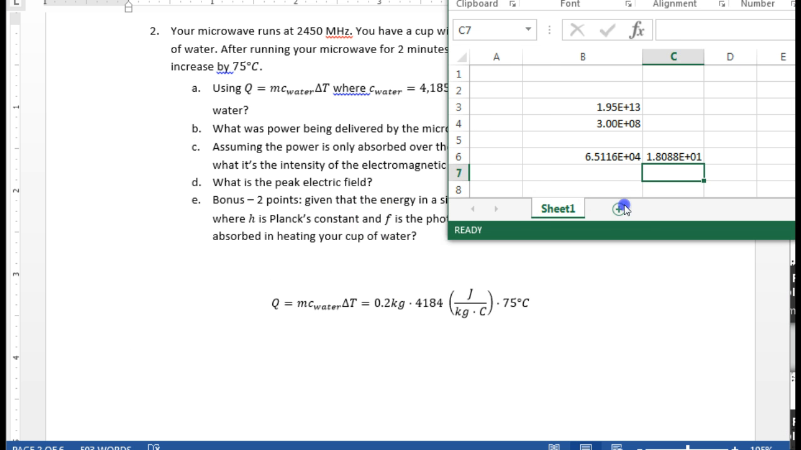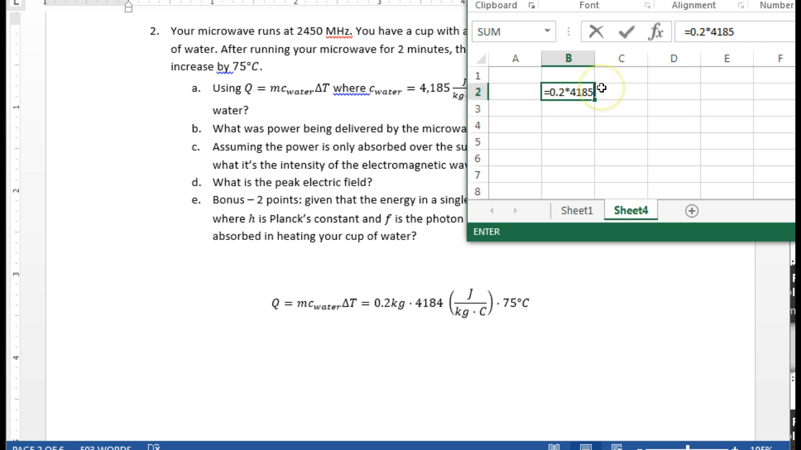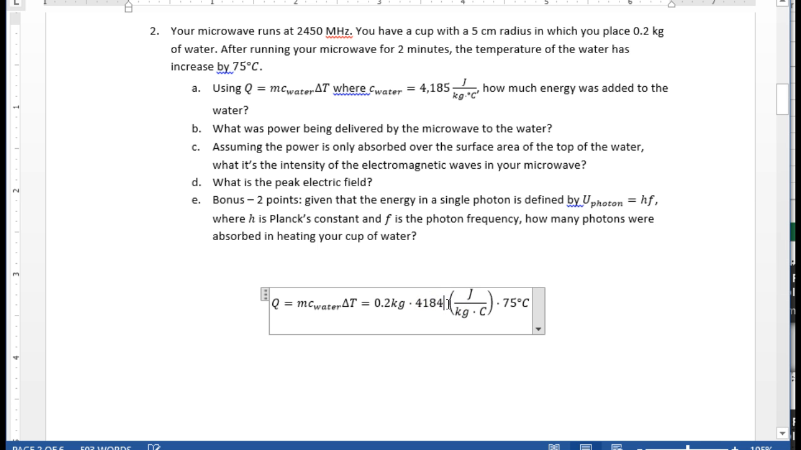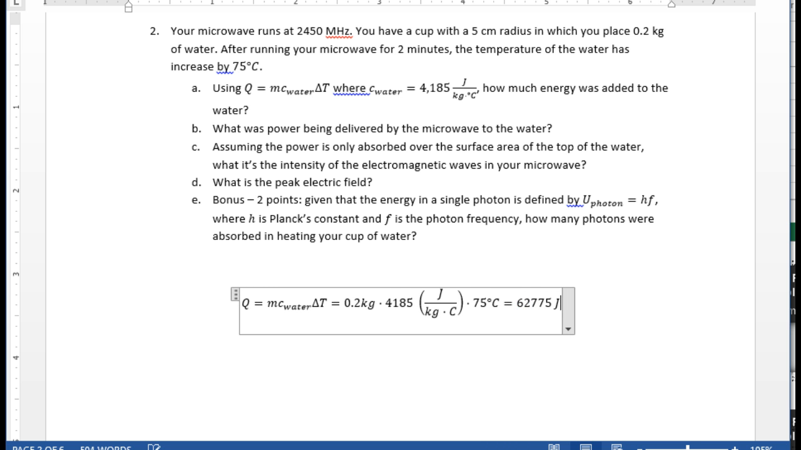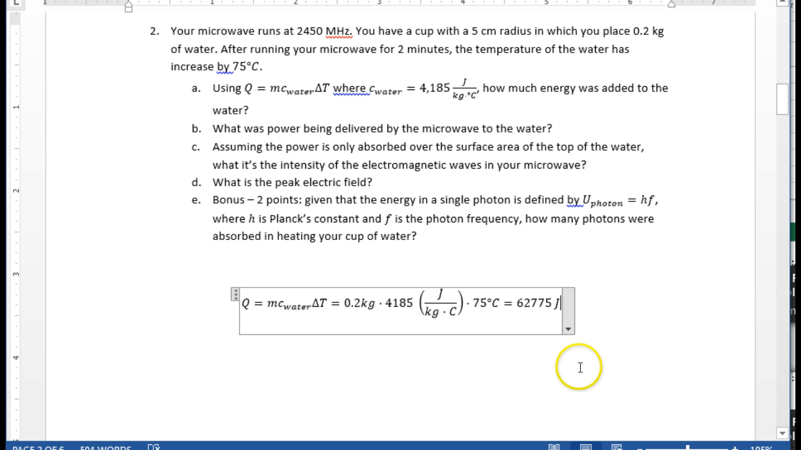Let's pop over to Excel. Take a look at that. We've got 0.2, right? Equals 0.2 times 4184.85. Was that a mistype earlier? 4184.85, right? Times 75. So 62,775 joules. That's how much energy was added.